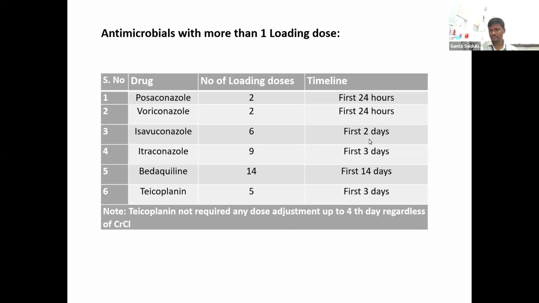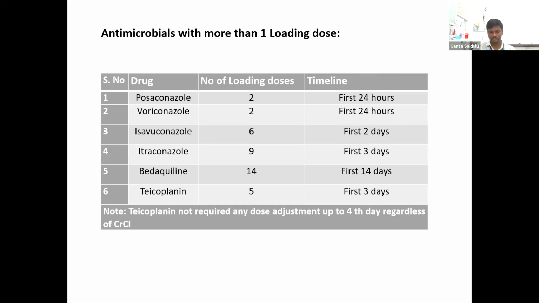Isavuconazole is 6 doses, with the first 2 doses as loading, and itraconazole is 9 doses within the first 3 days. Bedaquiline is 14 doses in the first 14 days, and teicoplanin in the first 3 days. Now we are giving teicoplanin as 6 doses, depending on the clinical situation, but they have to go within the timeline. If they don't give it within the timeline, there is no point in giving the loading dose. The timeline is very important to achieve steady state concentration early.